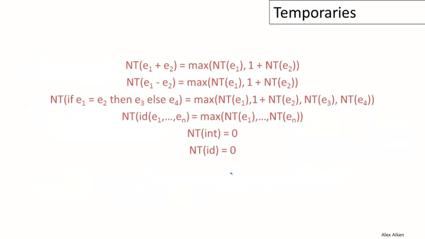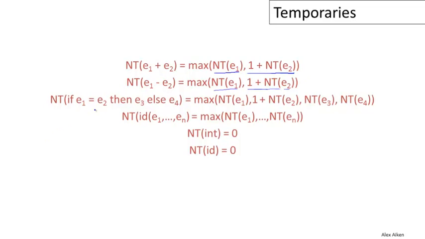So generalizing from that one example, here's a system of equations that describes the number of temporaries needed to evaluate every kind of expression in our little language. So let's take a look. We already talked about E1 plus E2. It's just the max over the number of temporaries to evaluate E1 and 1 plus the number of temporaries to evaluate E2. So E1 minus E2 is exactly the same thing. It has the same structure. It's a different computational operation, but it's a binary operation, and we have to save the value of E1 while we evaluate E2. So it's the same formula.